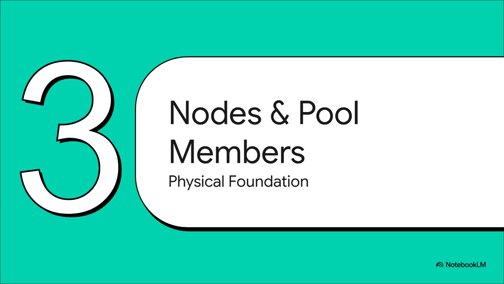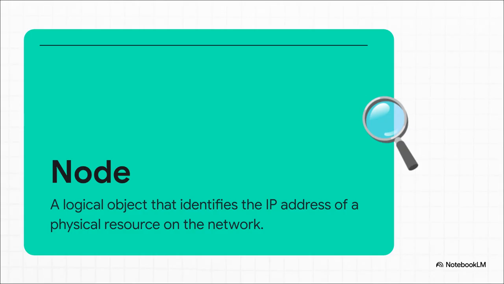All right, now we're going to peel back another layer and get to the real foundation of all this. We've talked about the virtual address and the mailroom, but what about the actual workers? This is where we meet nodes and pool members. A node is the most basic piece of the puzzle. It's just a simple object that represents a real physical server on your network. All it really is, is an IP address. In our analogy, this is the actual person, the worker in the post office. It's the machine that's going to do the work.